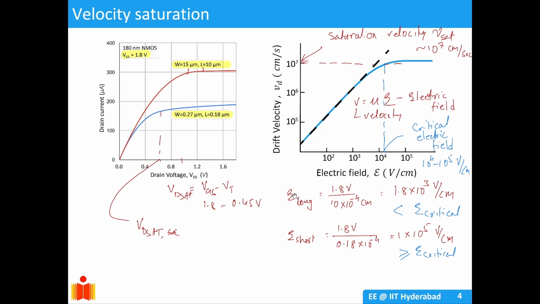So you can see, for long channel MOSFETs, if you calculate the field at VD sat, you take 1.8 volts divided by 10 times 10^-4, which is your channel length. That comes to around 1.8 times 10^3 volts per centimeter, which is much less than the critical electric field. So you don't reach velocity saturation in long channel MOSFETs.